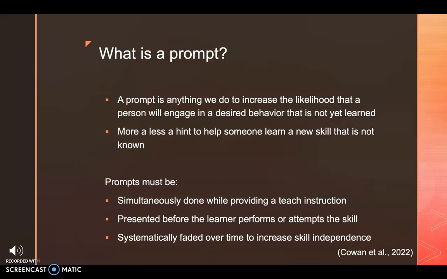So first things first, what is a prompt? A prompt is anything we do to increase the likelihood that a person will engage in a desired behavior that is not yet learned. More or less, it's a hint to help someone learn a new skill that is not known. In order to be considered a prompt, it must be done simultaneously while providing a teaching instruction, and it must be presented before the learner performs and attempts the skill. And lastly, it must be systematically faded over time in order to increase skill independence.